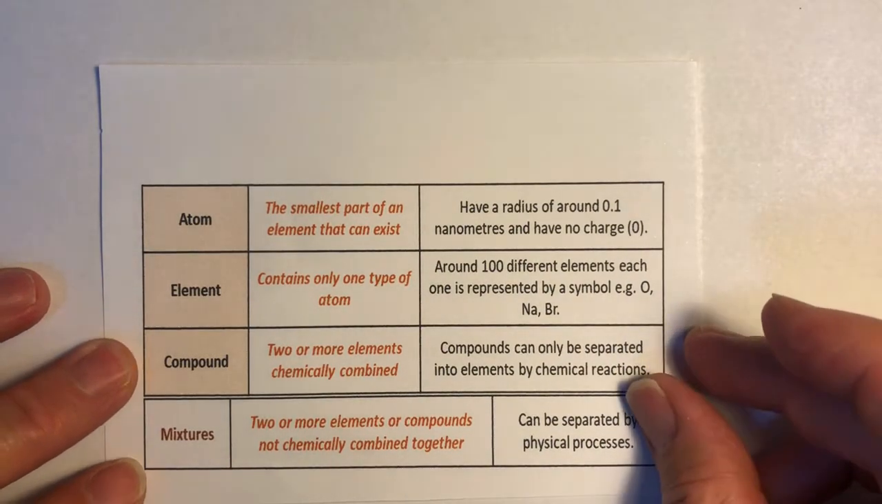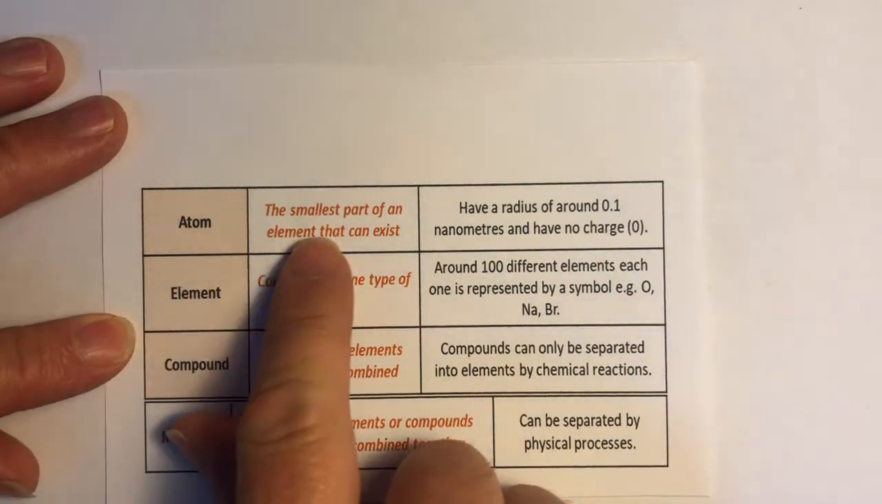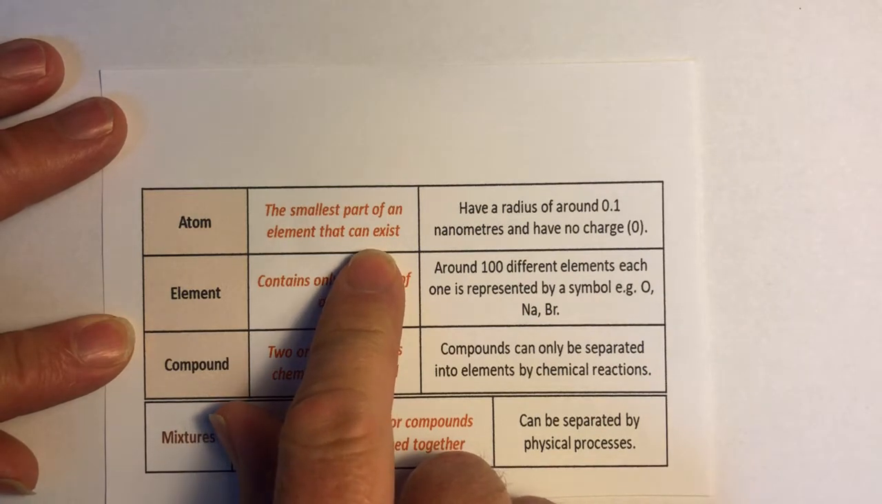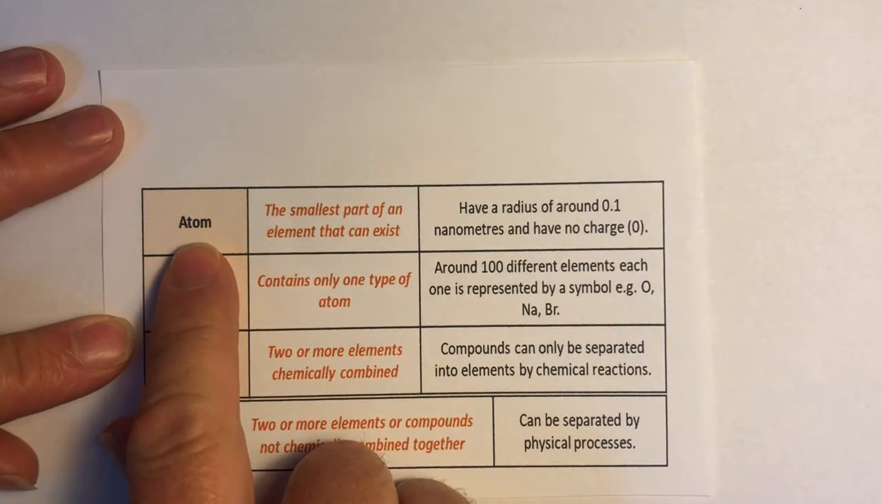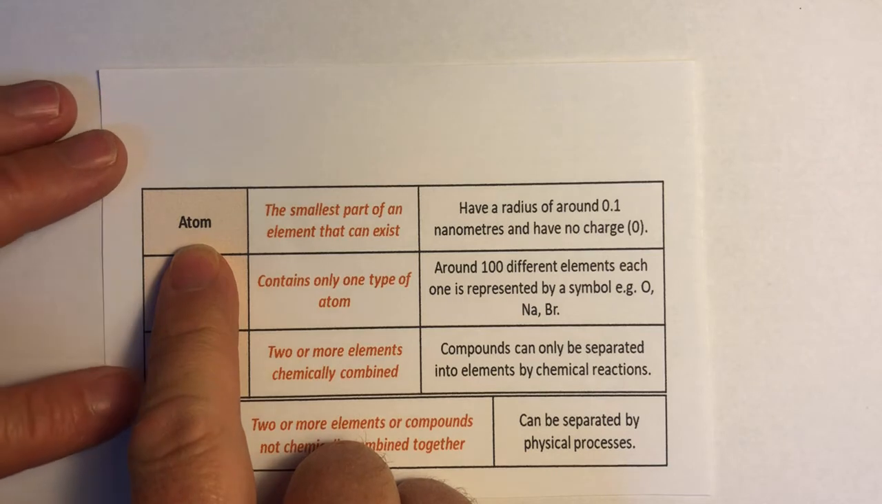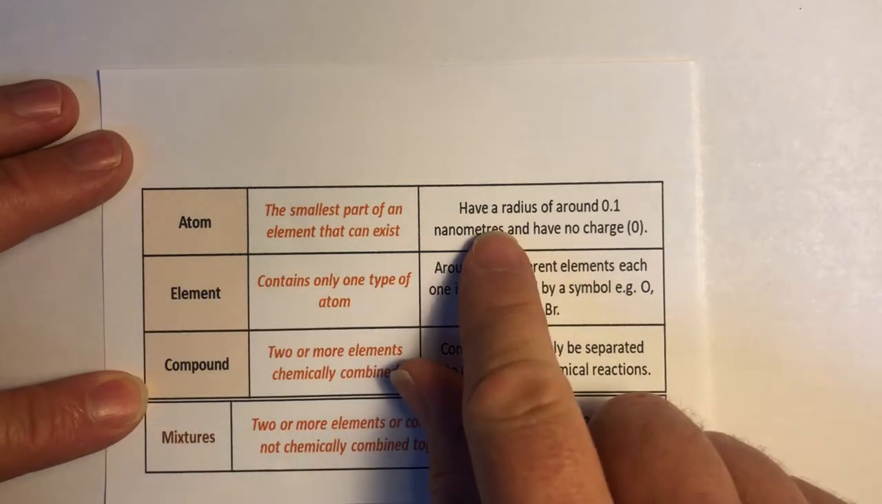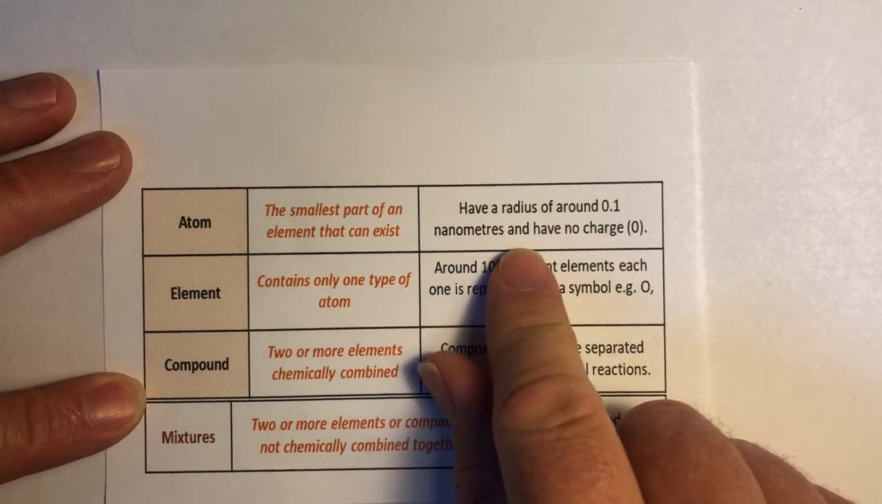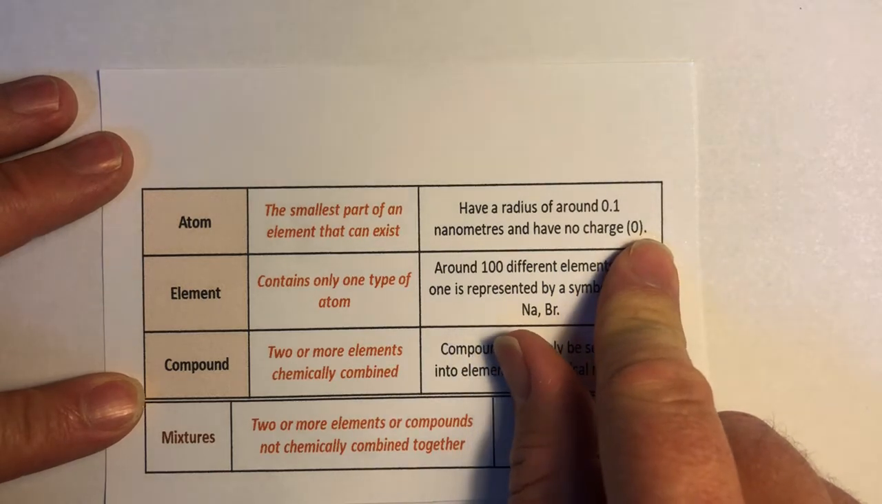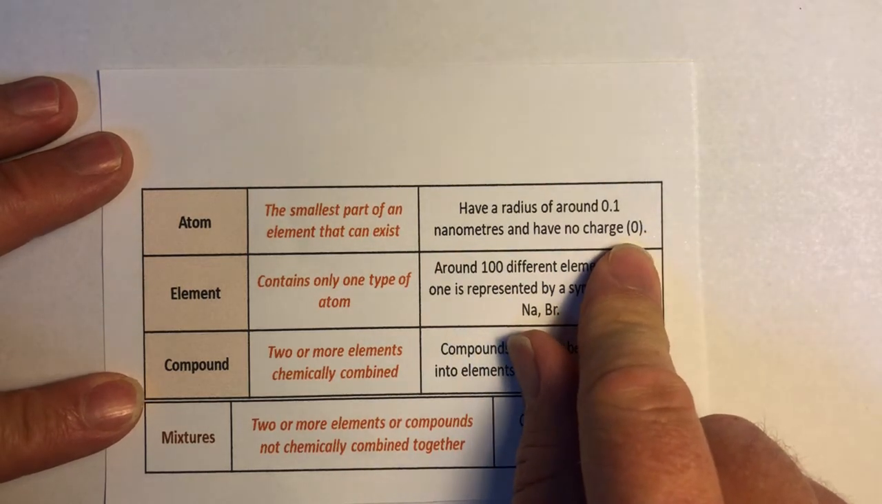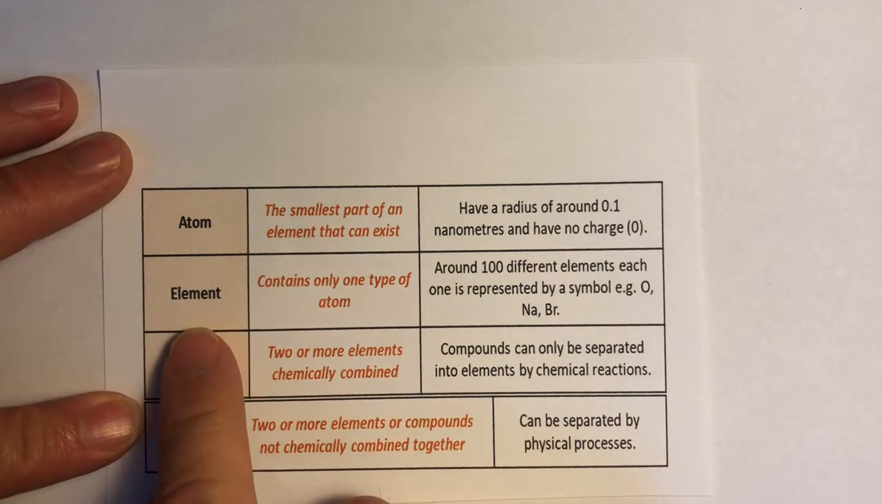The very smallest part of an element that can exist is an atom, the tiniest little part of it. It has a radius of about 0.1 nanometers and has no charge. That means the electrons cancel out the protons.